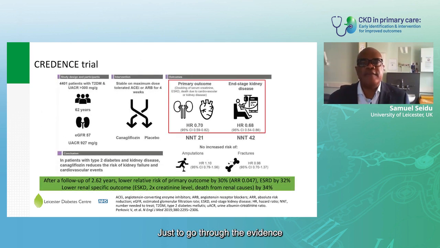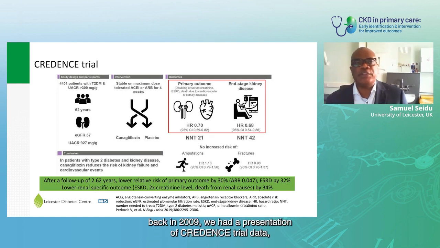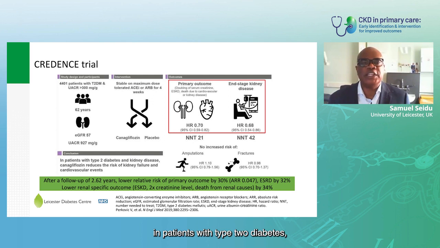Let's go through the evidence that has driven the use of SGLT2s in addition to your RAS inhibition. Back in 2019, we had a presentation of the CREDENCE trial, which used canagliflozin in patients with type 2 diabetes, all of whom also had ACR more than 300 milligrams per gram. They were split into two groups, one group to have canagliflozin 100 and the other group to have placebo. And at the end of the follow-up, there was a 30% relative risk reduction with a number needed to treat of 21.